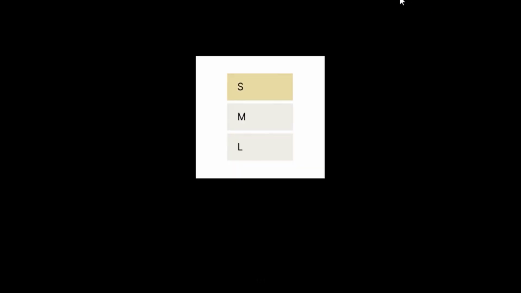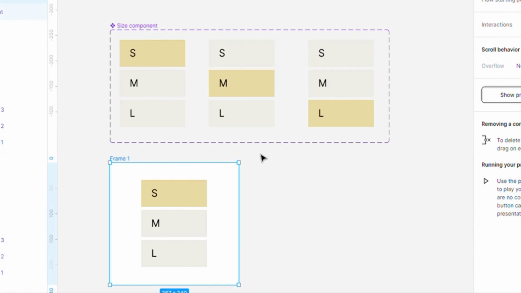So what is happening over here is that if you click on M, the M will be highlighted, and if you click on each of them, that option will be highlighted. So this is what we want. Now let's get back to it.